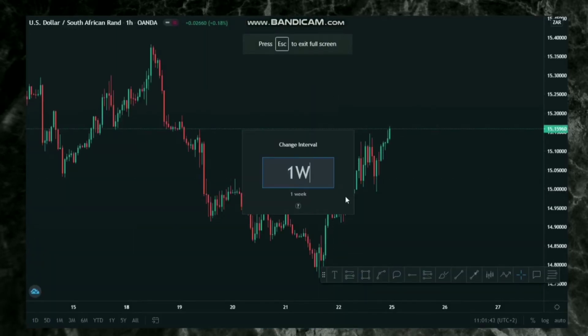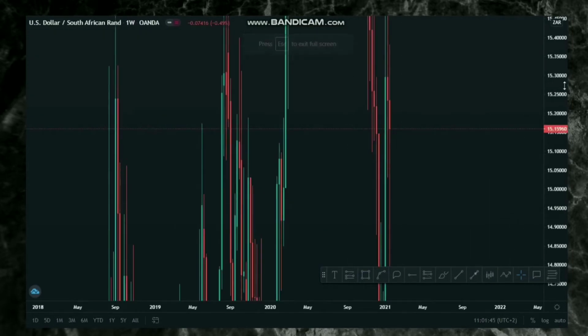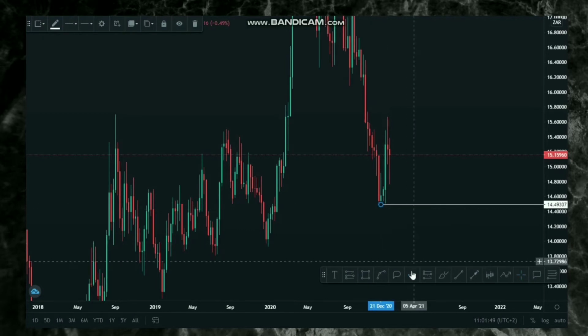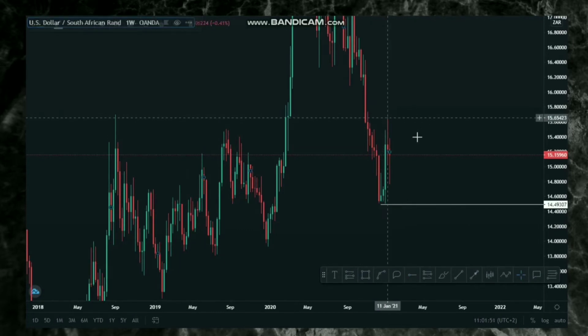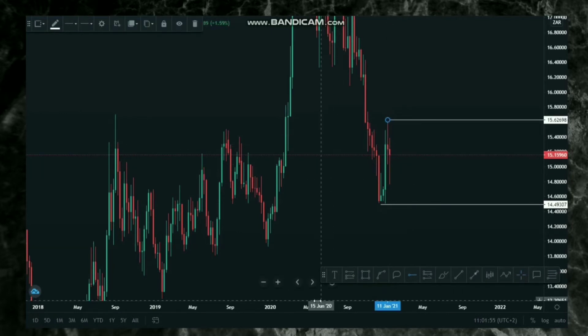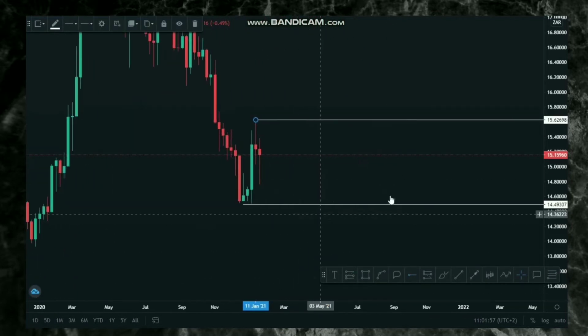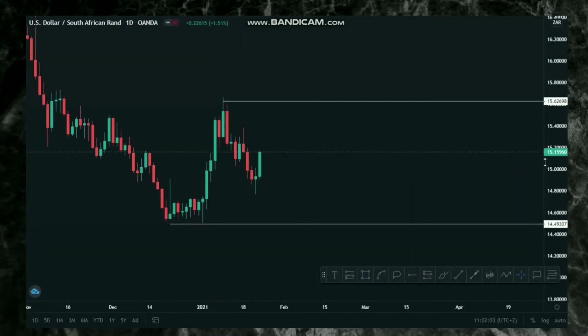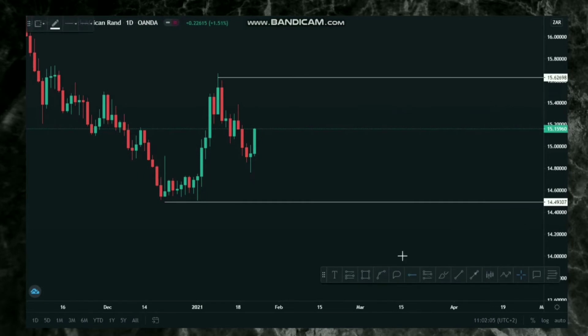On the USD/ZAR weekly time frame, we're going to identify our major support and resistance. Our major support is this one and our major resistance is this one. Remember, we focus on the current market price range. We don't dwell much on what happened in the past. So we identified our major support and resistance. We move to the daily time frame in order to identify our sub support or resistance. In this case, we have a sub support, which is this level.